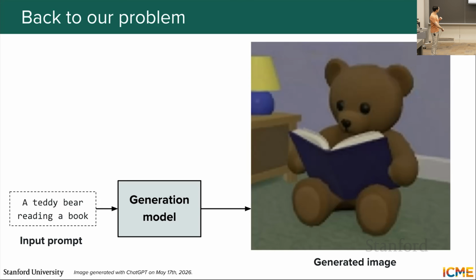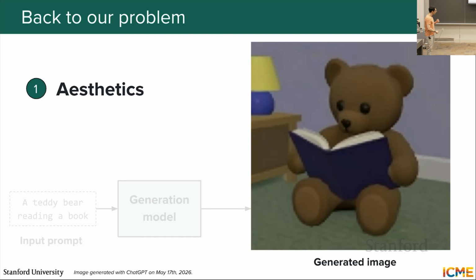And so let's go back to our problem. Here we have an input, which is a text prompt, and then we have an image as output. And I told you we could consider our problem as being us trying to quantify how good the image is with respect to aesthetics and with respect to prompt adherence. Well, here let's start with aesthetics.